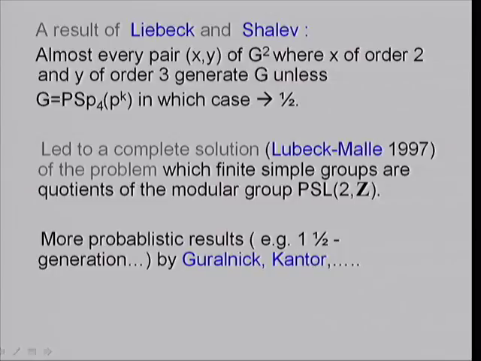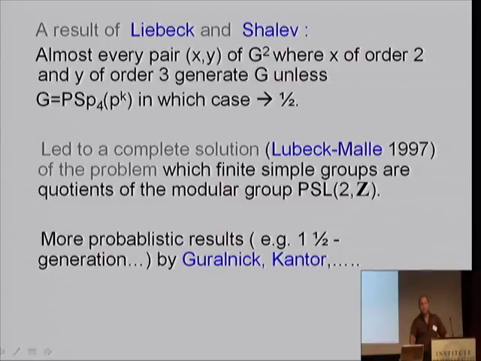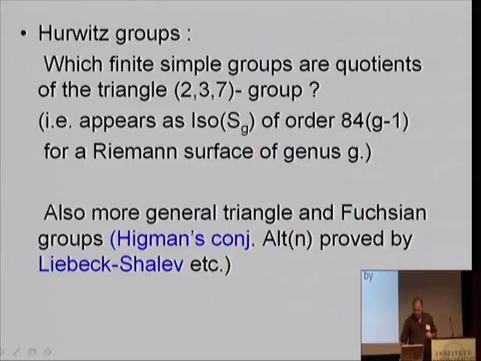This is an asymptotic result, right? So you have to be a bit careful about the small groups, but the problem was completely solved by Lubotzky and Malle, who gave exactly which simple groups are quotients. And now there are many more probabilistic results in this area. For example, a lovely result is sometimes called one and a half random generators, namely you fix one element and then take the second one at random and ask whether they generate. Sometimes you take two conjugate elements and ask the same. Some of these have various applications and directions.